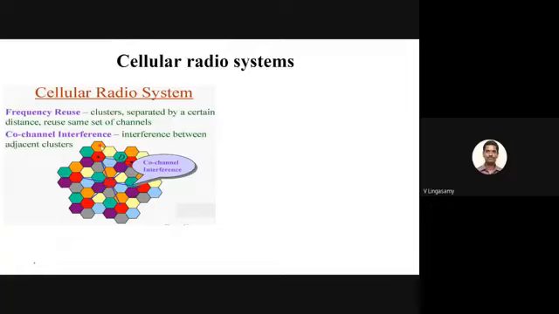Here the idea is that spectrum is very costly. You might have seen the spectrum auction that happened, where they collected 1,70,000 crore, like that. And in the US, $14 billion.